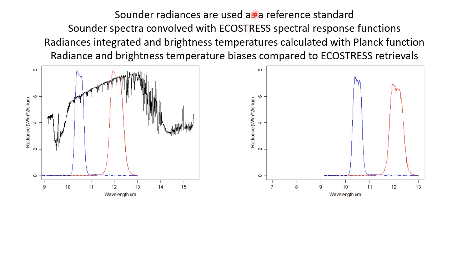So the sounder radiances were used as a reference standard. Every one of those fields of view retrieves a spectrum, and these were convolved with the spectral response of 2 of the ECOSTRESS channels. The third channel is not possible to use because the CrIS sounder doesn't go that low in terms of wavelength. So then we end up with convolved radiances. These are then integrated, and then the brightness temperatures are calculated with the Planck function. So we looked at radiance bias and brightness temperature bias and compared those to the ECOSTRESS retrievals.